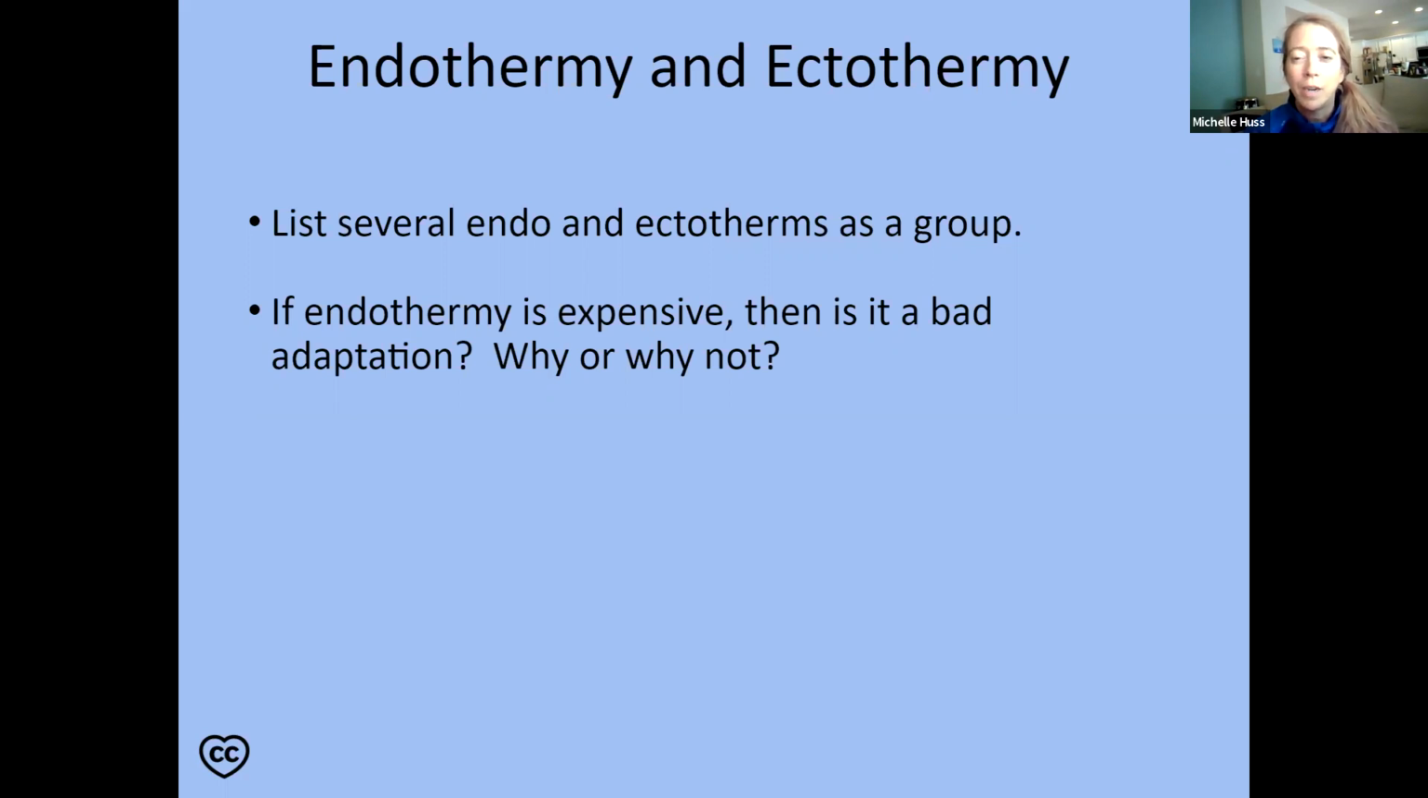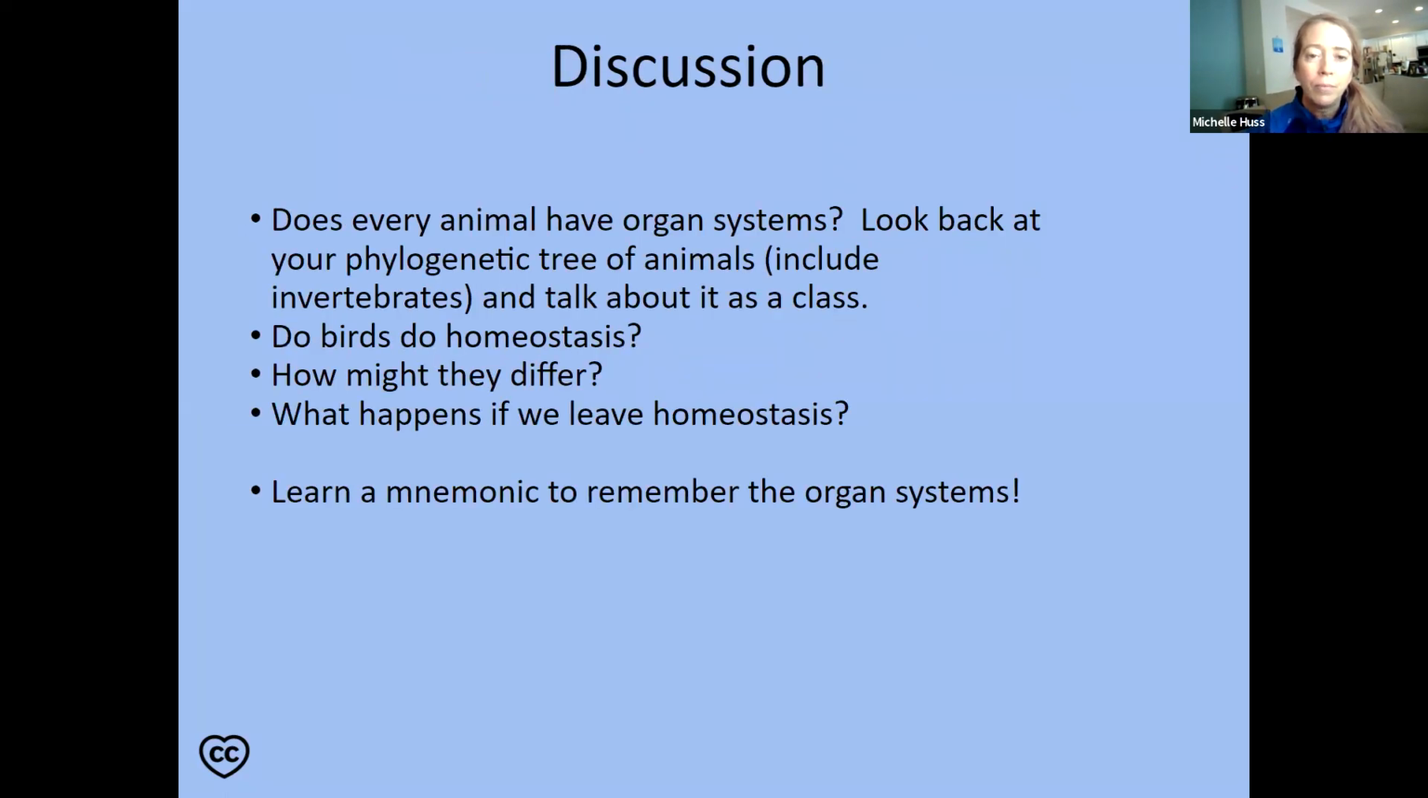Okay, we'll keep talking about it. This will not be the last talk about endothermy. We'll do it in lab this week too. Oh, I think that was it. Wait, hold on, let's make sure. It seems like endothermy is a bad idea.